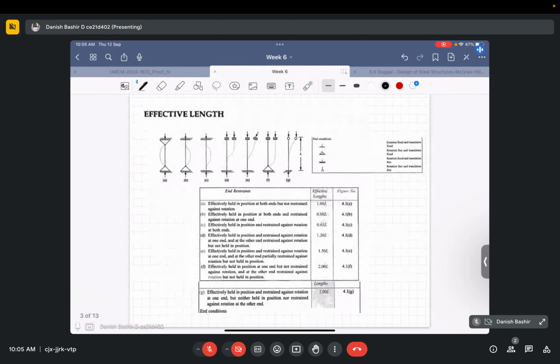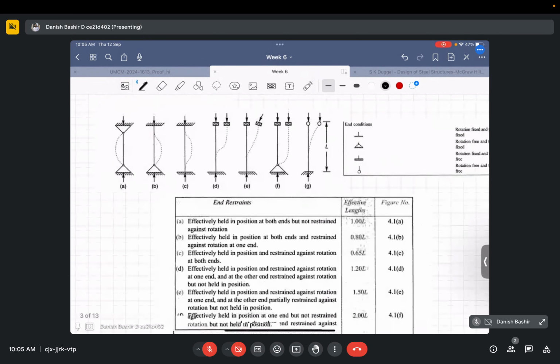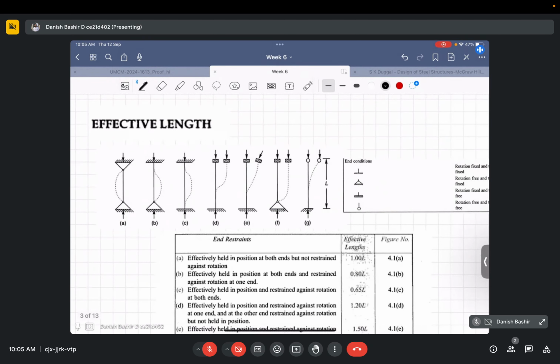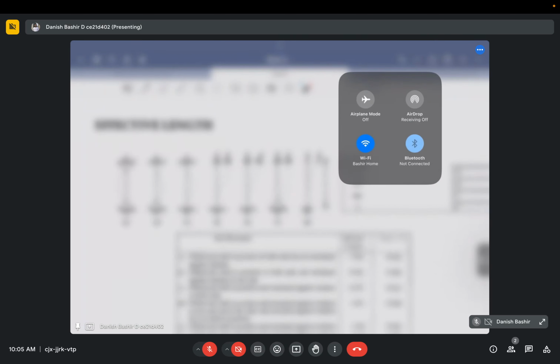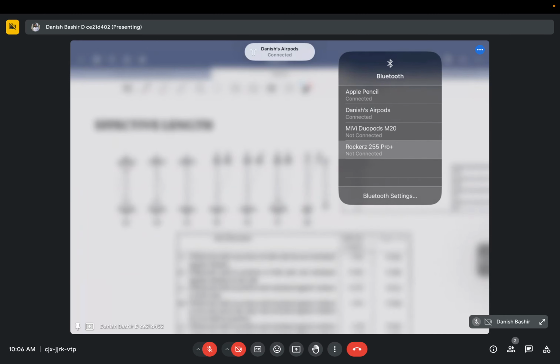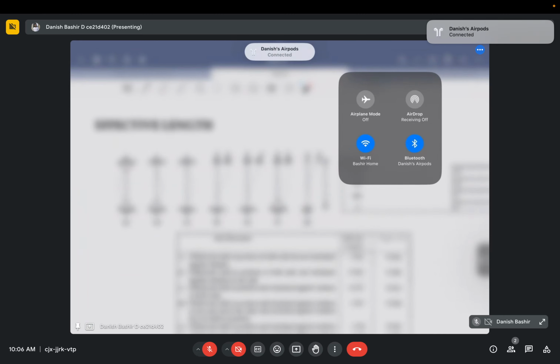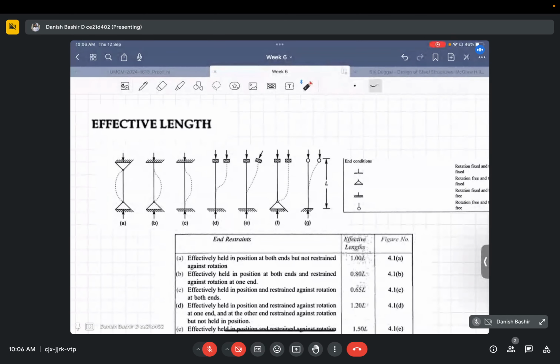Okay, so what are the different end conditions in the columns? Here you can see that a column may be pin jointed from both sides, pin here and pin here. Or pin jointed from one side and fixed from another side. Or it can be fixed from both the sides.